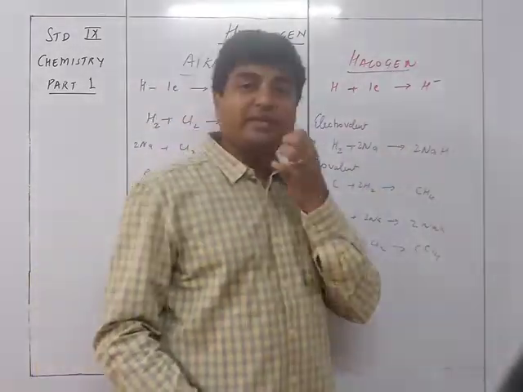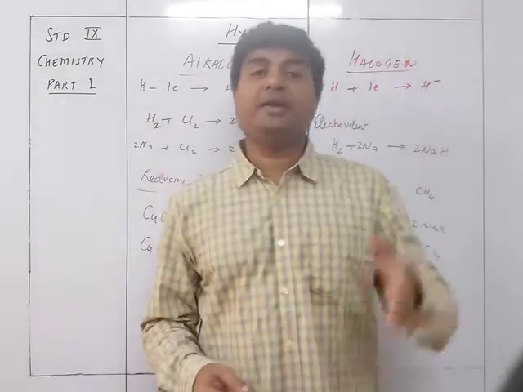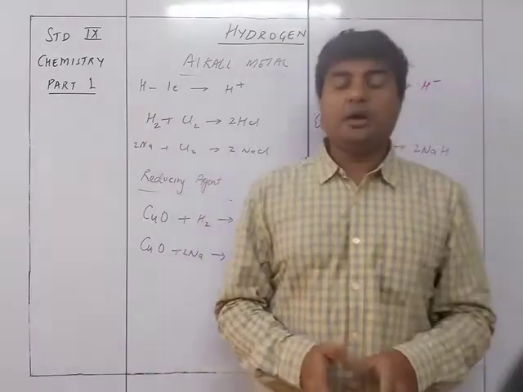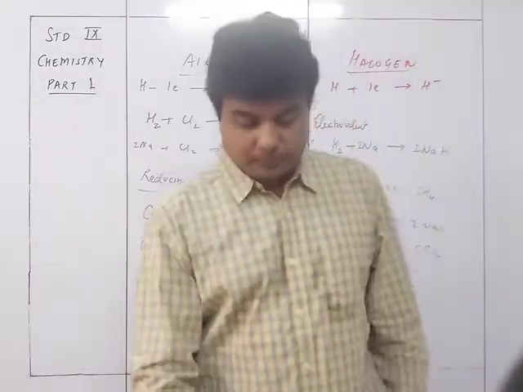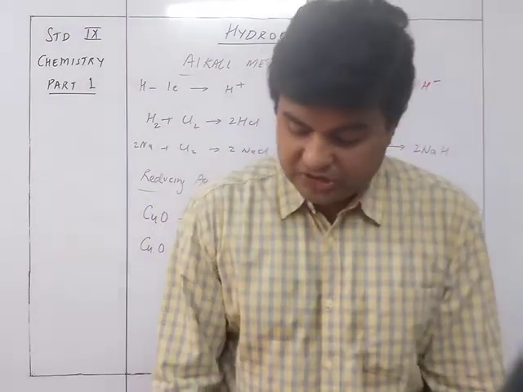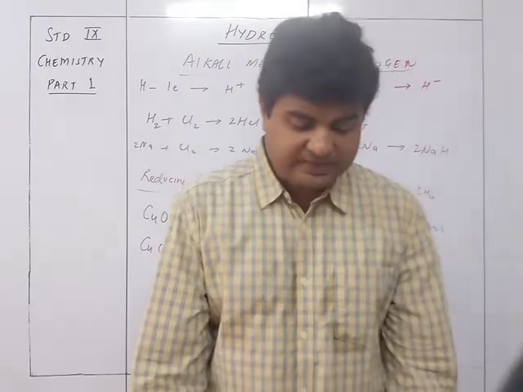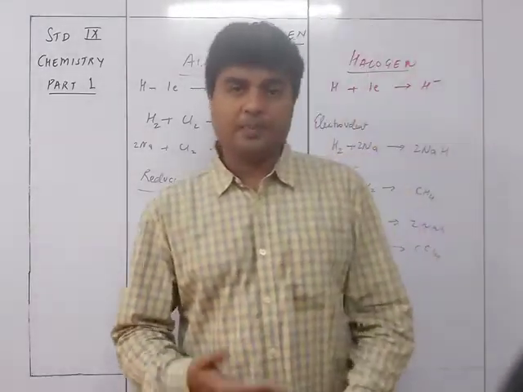So that's the reason you can say that hydrogen can be present in both these table groups, that is group 1 and group 17. So that was about the position of hydrogen in the periodic table. Next we see the discovery and the laboratory preparations.